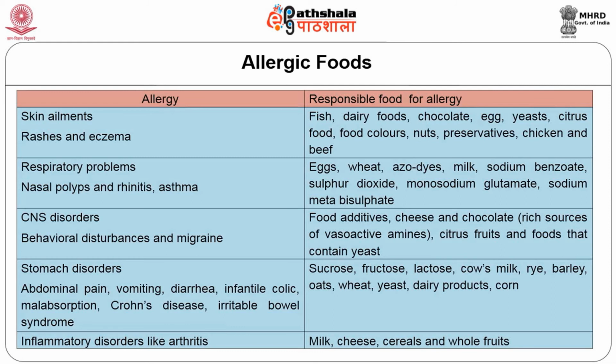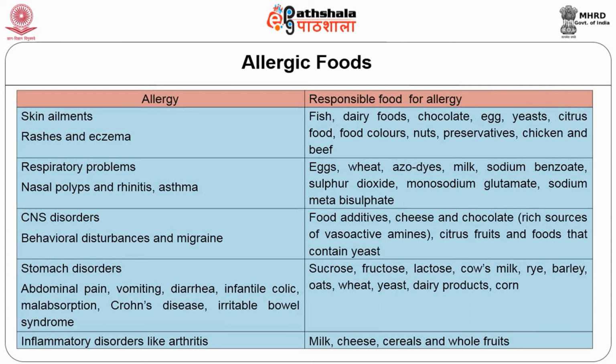Intake of egg, wheat, azo dyes, milk, sodium benzoate, sulfur dioxide, monosodium glutamate, sodium bisulfate may lead to nasal polyps, rhinitis and asthma. Food additives, cheese and chocolate, which are a rich source of vasoactive amines, citrus fruits and foods that contain yeast may change the behavior of an individual and may lead to migraine also.